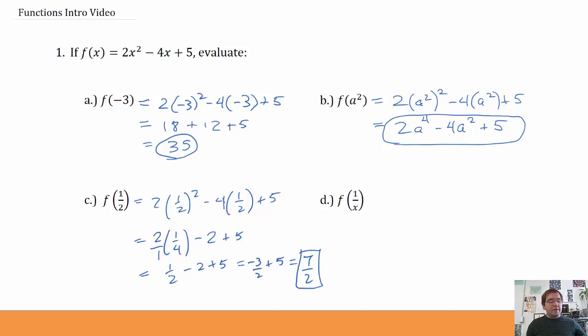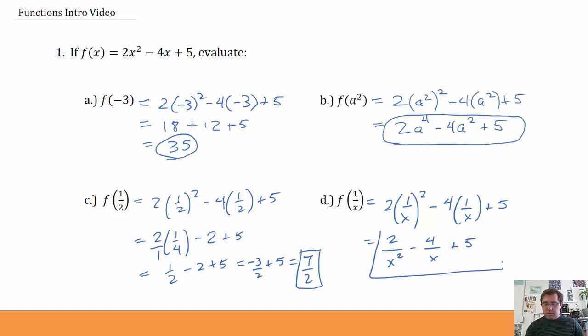D, f of 1 over x. Well, I'm going to take all the x's and replace them with the 1 over x. And then I'm just going to simplify. Squaring 1 over x means squaring the 1, which is 1, and squaring the x, which is x squared. That 2 times the 1, we'll just put the 2 in the numerator. 4 times the 1 puts the 4 in the numerator. And there we go. That's f of 1 over x.